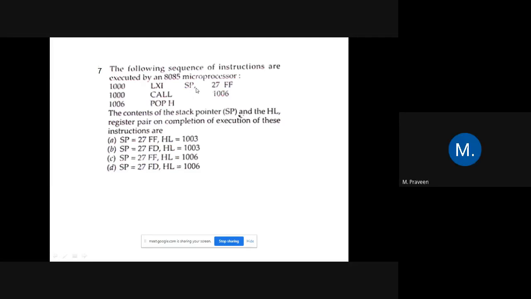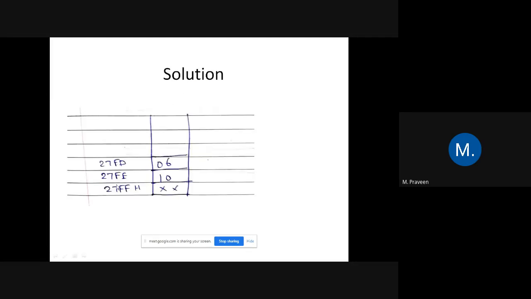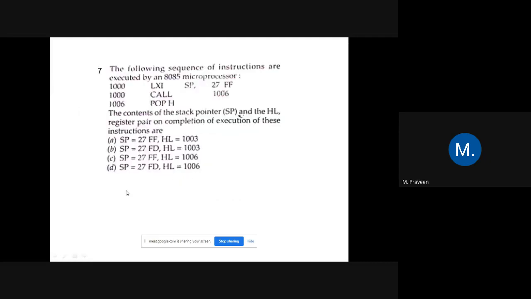LXI SP, 27FF means the 27FF value will be loaded into the stack pointer. The stack pointer is a 16-bit register, so 27FF is now moved to the stack pointer here. Then the next instruction is CALL 1006. After the LXI instruction, the current address of the stack pointer is 27FF. So now CALL 1006.